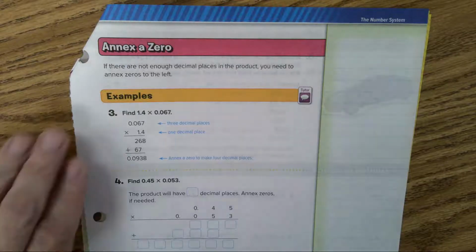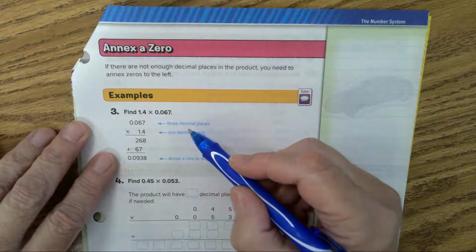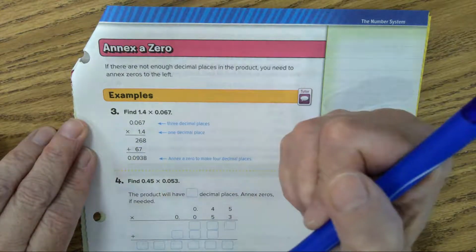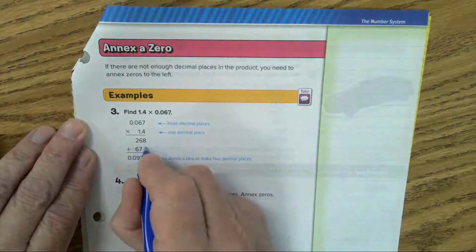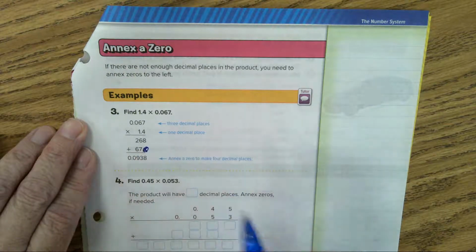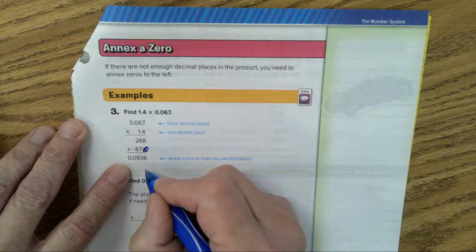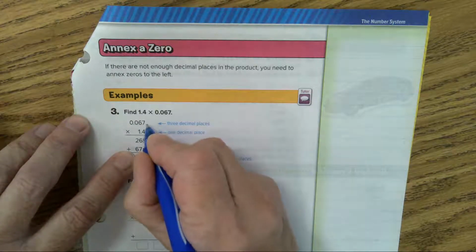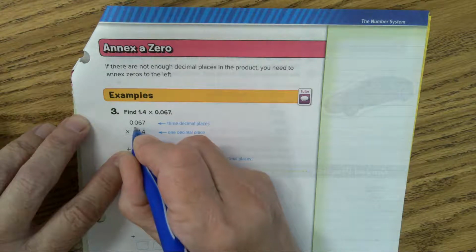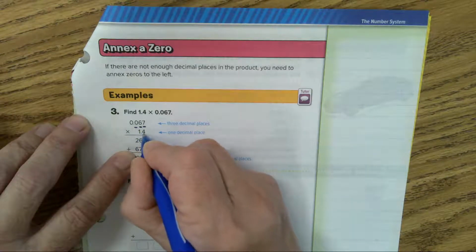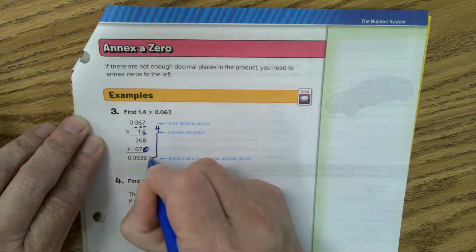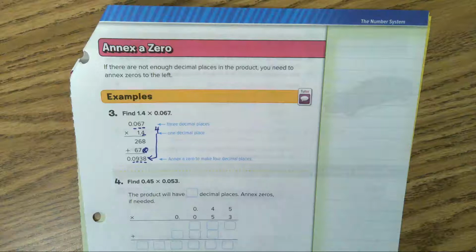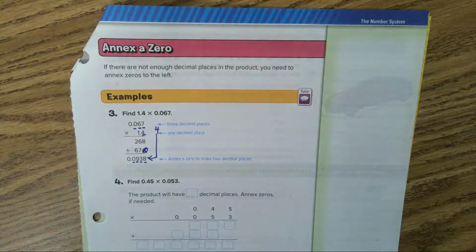Let's look at this next example here. 1 and 4 tenths times 67 thousandths. You don't line them up when you multiply, kids. See how they don't line it up? They put a place value 0 there, and they add them together. They get 938. How many numbers are behind the decimal point? 1, 2, 3, 4. So you're going to move it 1, 2, 3, 4, and you have to put a 0 on the empty spot. Any questions on that? No.